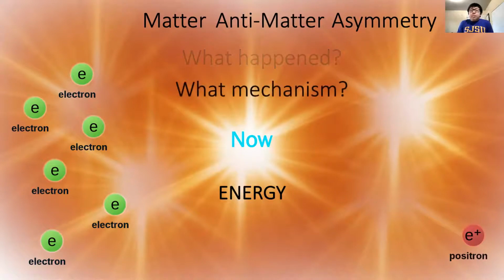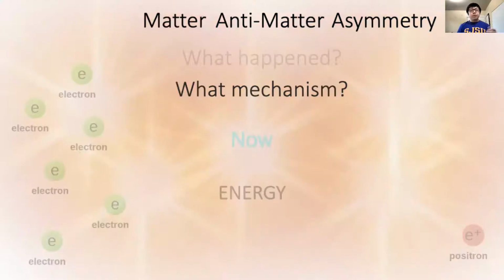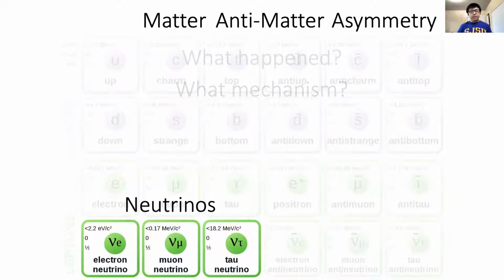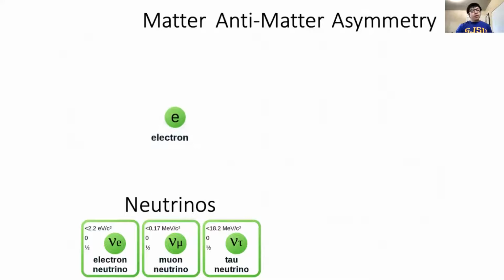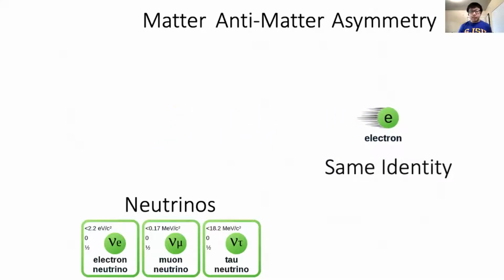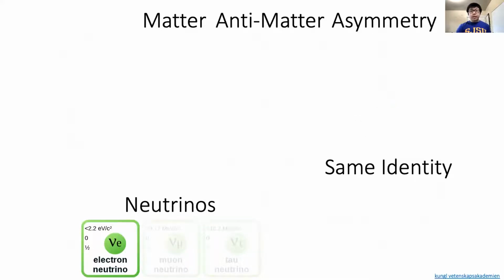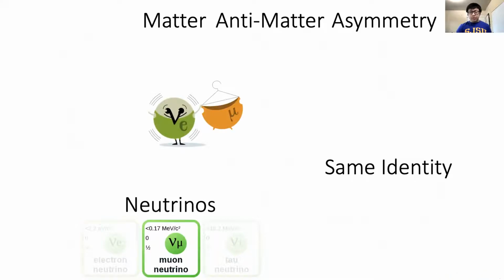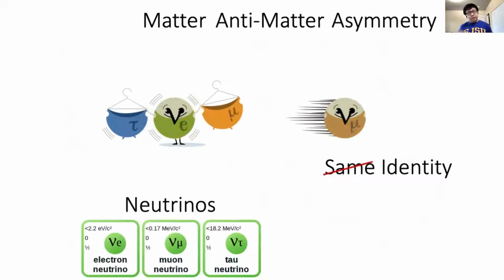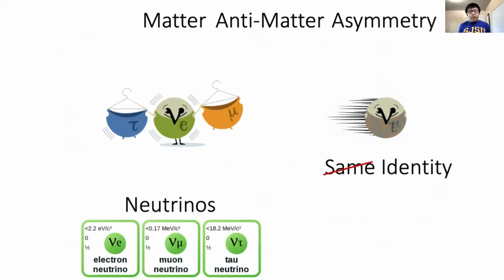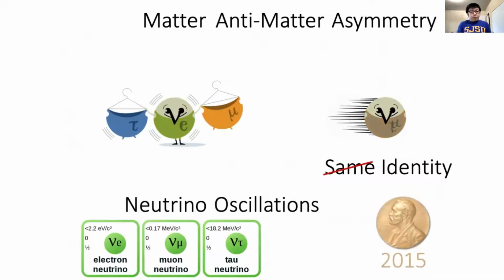What mechanism could lead to such an asymmetry? Physicists believe that neutrinos might hold the answer. Unlike myself, unlike electrons, we maintain the same identity as we travel through space. Neutrinos, on the other hand, consist of three flavors: the electron neutrino, the muon neutrino, and the tau neutrino. They alternate between their identities as they travel through space. We call this neutrino oscillations, which was the subject of the 2015 Physics Nobel Prize.